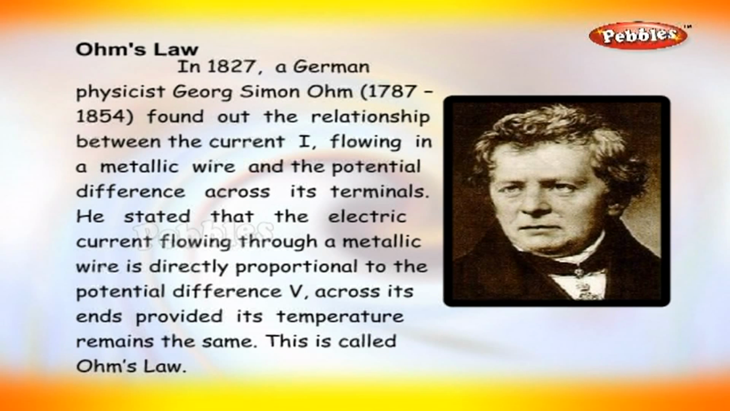In 1827, a German physicist, Georg Simon Ohm, found out the relationship between the current I flowing in a metallic wire and the potential difference across its terminals. He stated that the electric current flowing through a metallic wire is directly proportional to the potential difference V across its ends, provided its temperature remains the same. This is called Ohm's law.